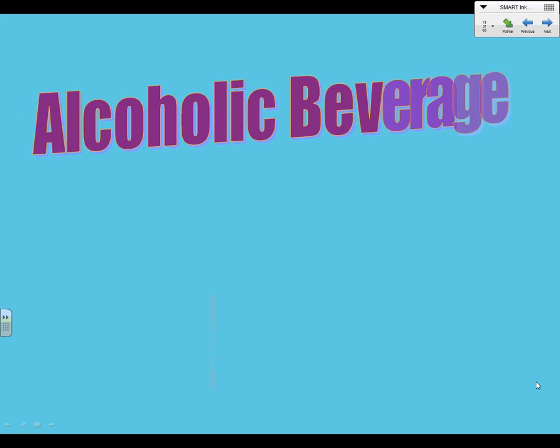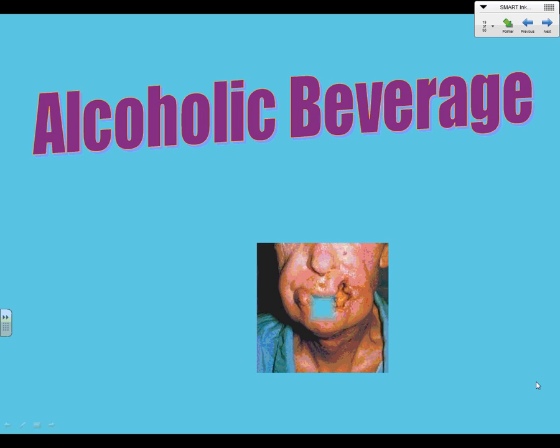Another carcinogen is alcohol. We know that alcoholic beverages can give you cancer of the mouth. It also can affect your pharynx, your esophagus, your liver, and your breast, in men and women. Men can have breast cancer as well. And this picture here shows you some other things that alcohol can affect.